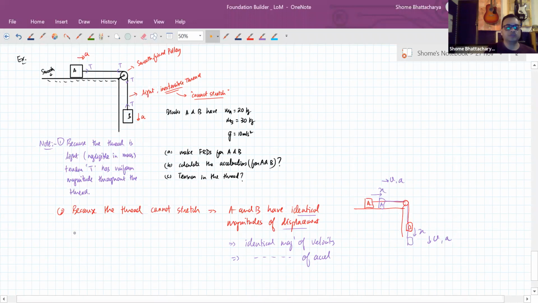So these are two very important points to understand. One is the tension is same throughout, and the other is because the string does not stretch. So A and B have identical magnitudes of their motion along the horizontal direction and the vertical direction respectively. So in the amount of time that B comes down by a distance x, A has to move horizontally by the same distance x. So whatever velocity B has in the downward direction, A will have to have the same velocity in the horizontal direction, and therefore the accelerations have to be identical.